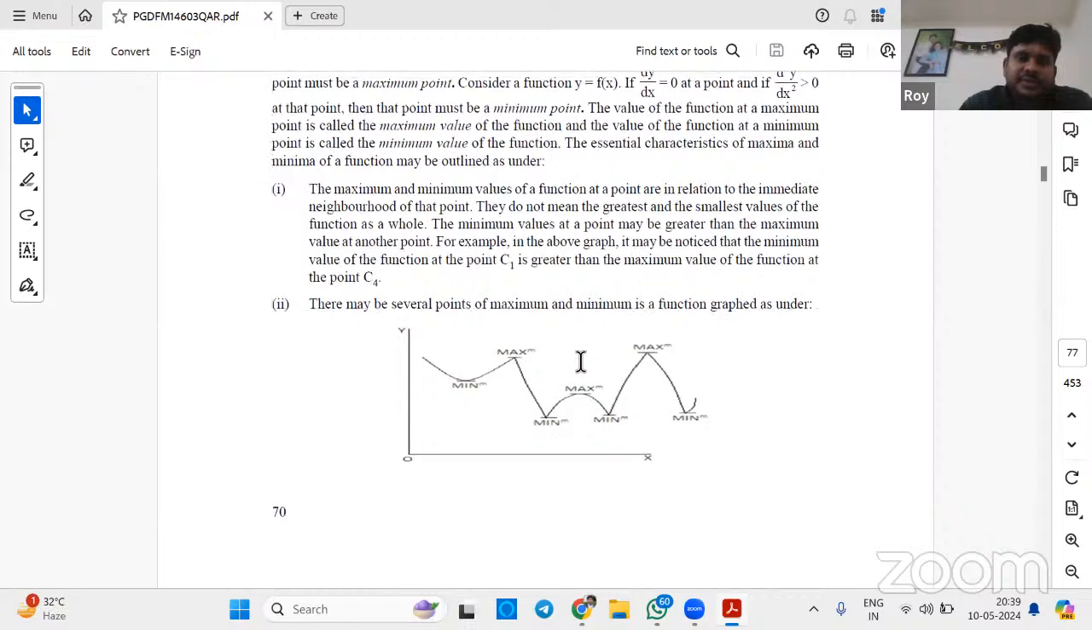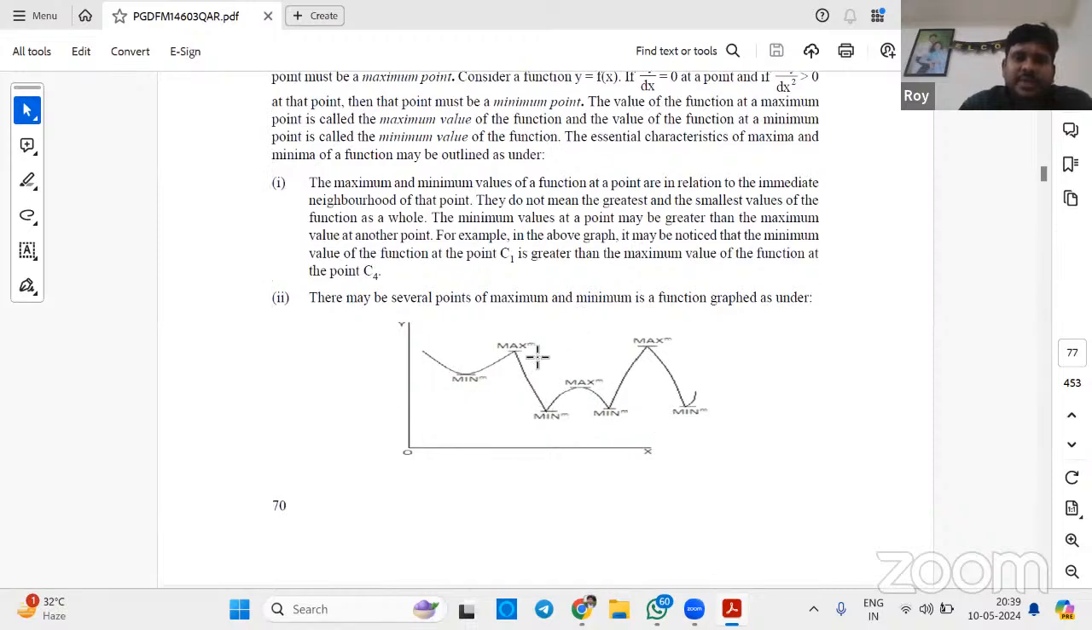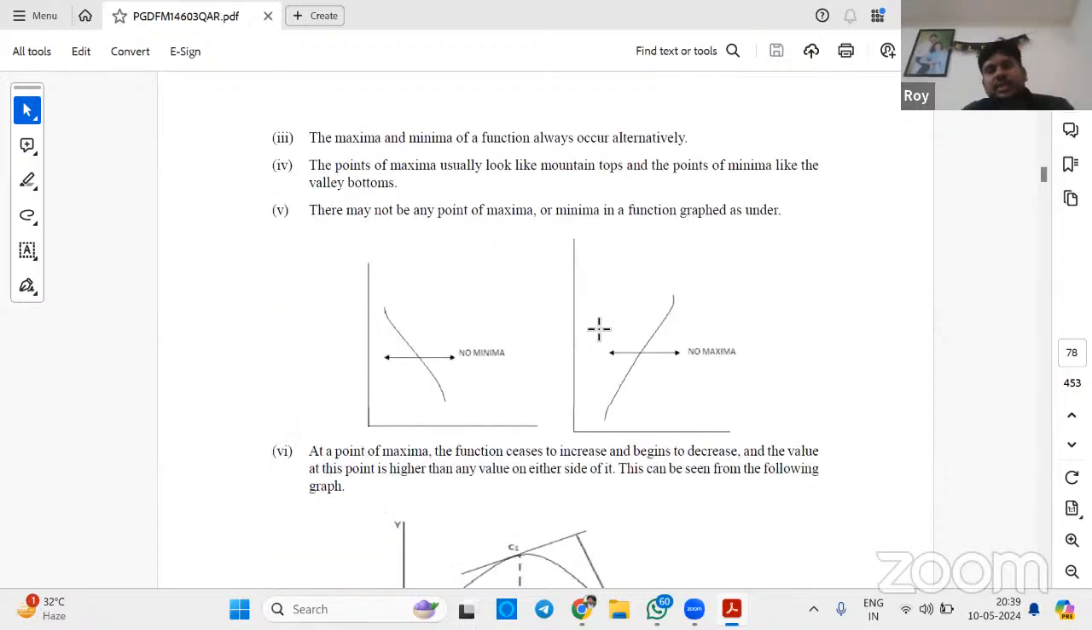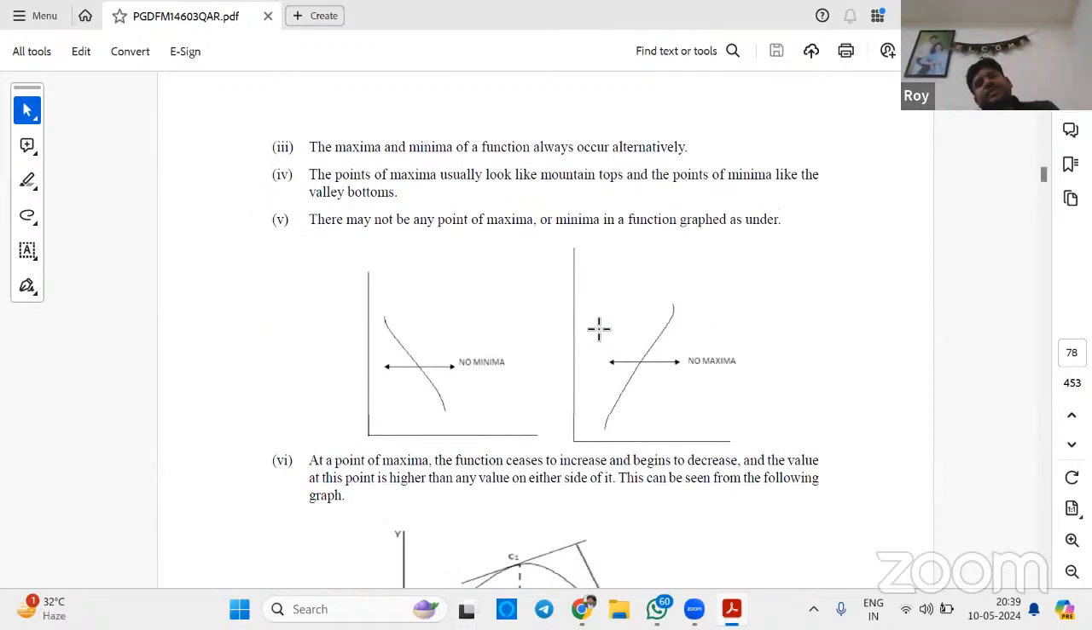Maxima values. Right here, see maximum, minimum, maximum, minimum, maximum. It can be represented nicely on a graph. There must be a point of maximum or minimum in a functional graph as under. This one, see maximum.